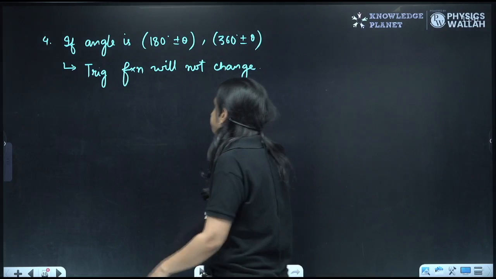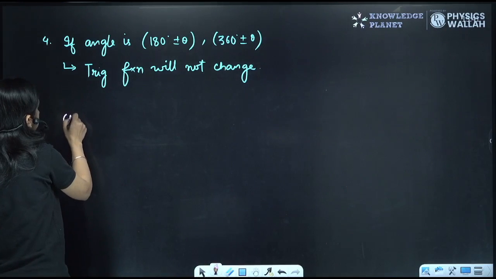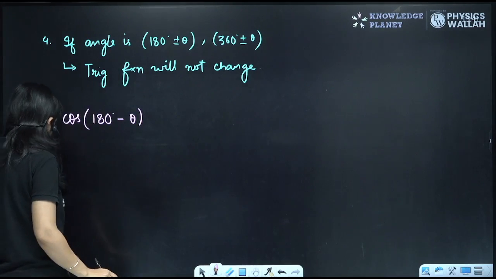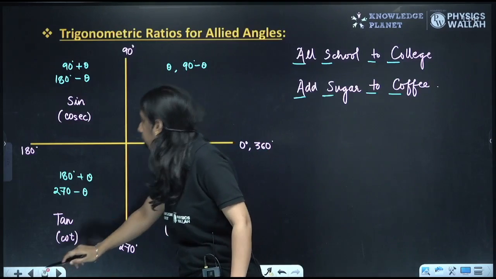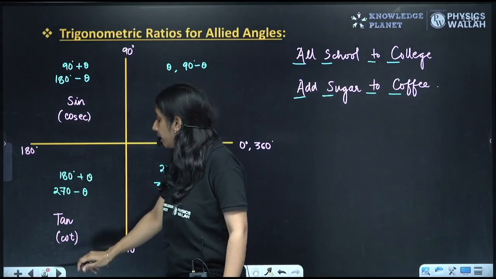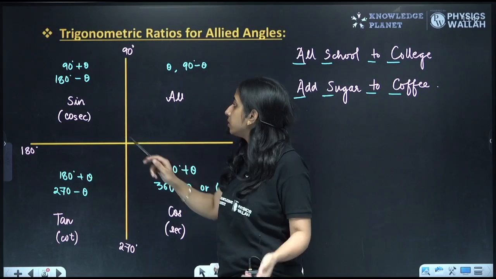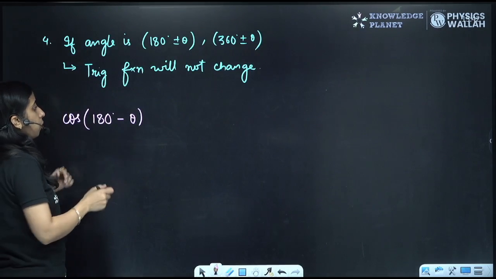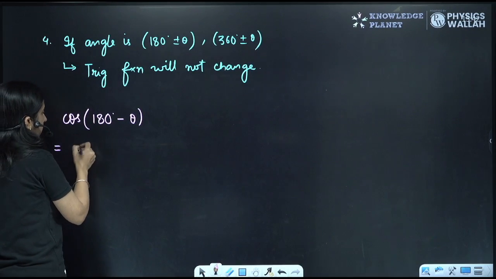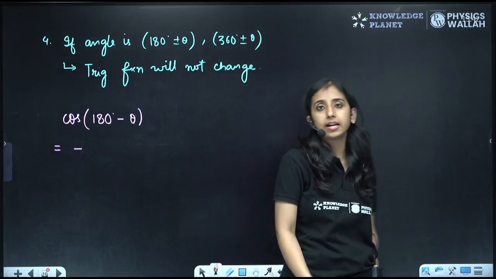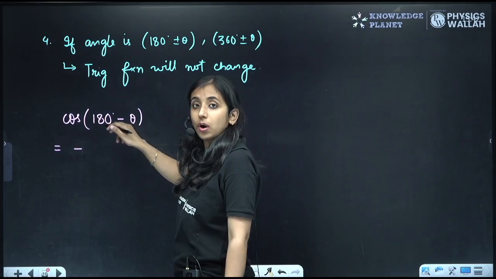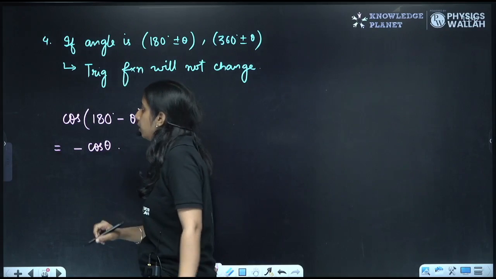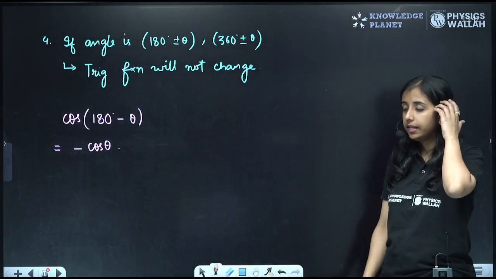Now see students, if I have to find cos of 180 minus theta, first step, check the quadrant. The quadrant is second. Now check whether the function is positive or negative in this quadrant. Cos is negative in this quadrant, so write a minus sign. Then the angle is expressed as 180 minus theta, so the function will not change. We will write cos and then theta. This is how we use lead angles.